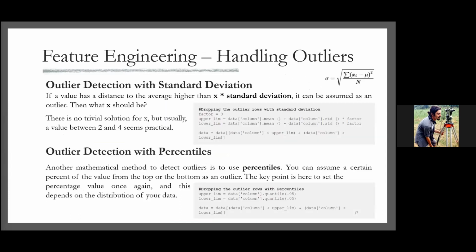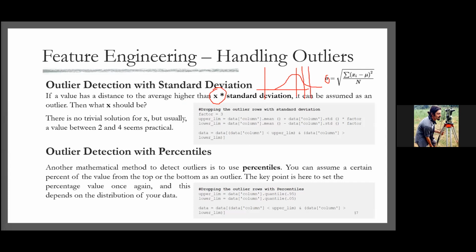And another important thing is outliers. There are two different ways of handling outliers. The first one is using the standard deviation. If a value has a distance to the average higher than or lower than X times the standard deviation, it can be assumed to be an outlier. So let's assume that we have data with a normal distribution, and we know that we have the mean in the middle, and we know what the standard deviation is. Let's assume that X equals 2.